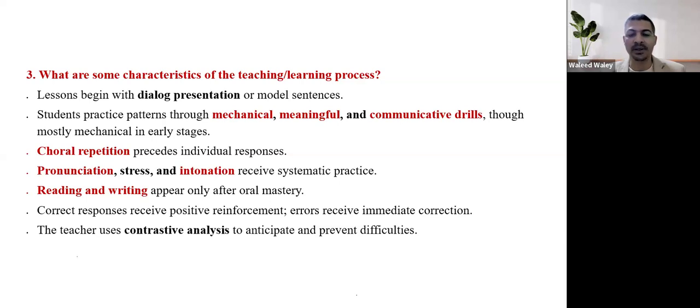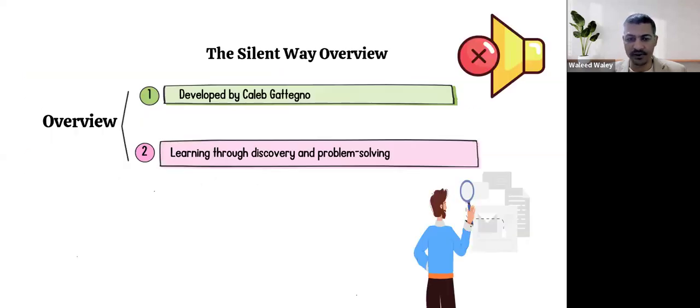Reading and writing appear only after oral mastery. If you watch the entire video, you will find that the teacher gave them a reading and writing task, but it was after the lesson. So listening and speaking come first, and then comes reading and writing. Correct responses receive positive reinforcement. Errors receive immediate correction. We mentioned this part.